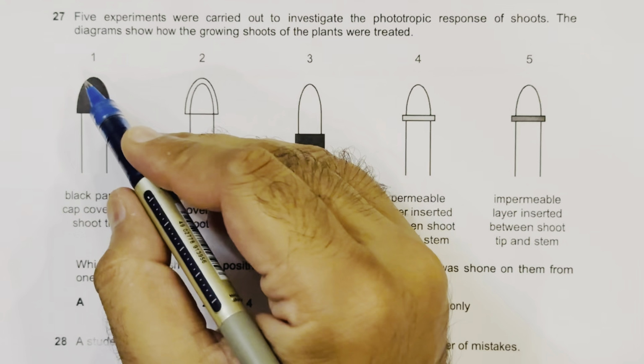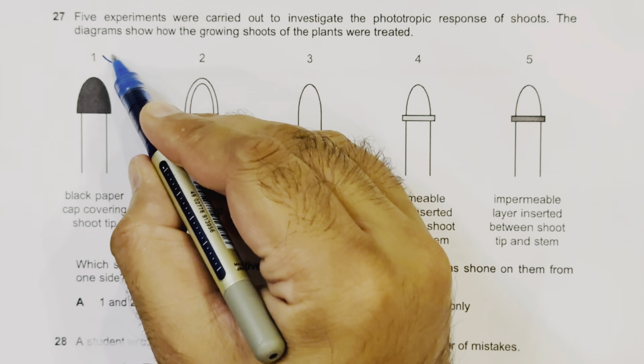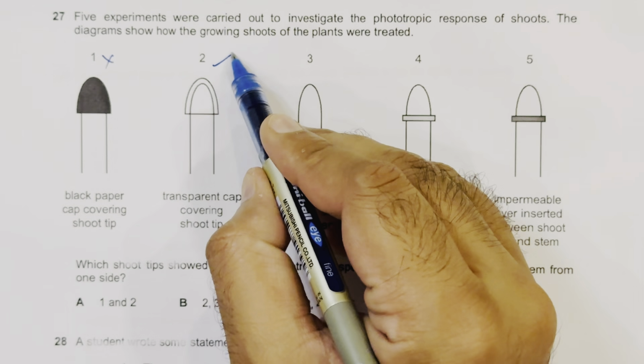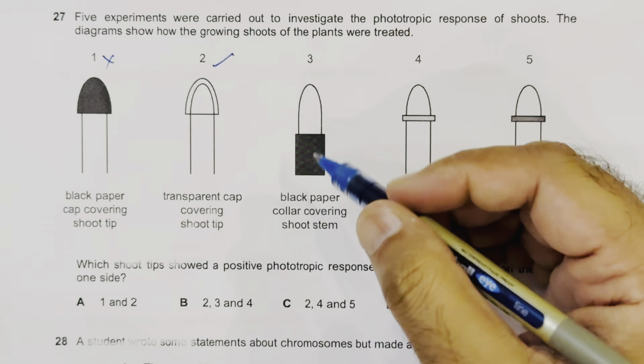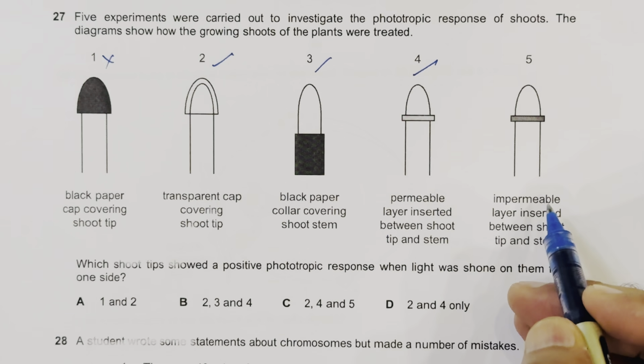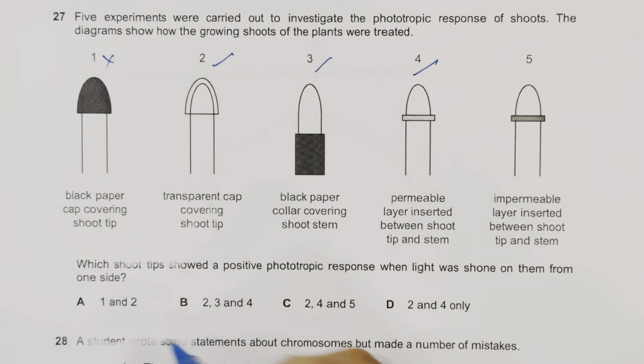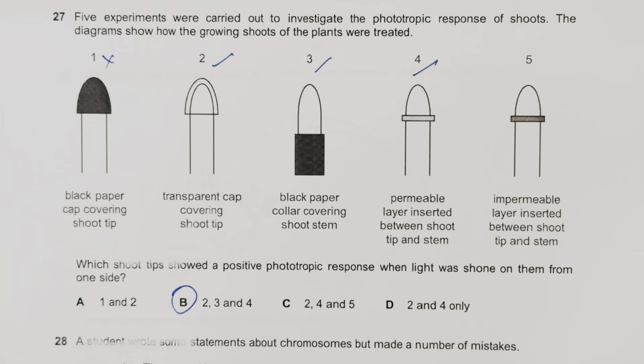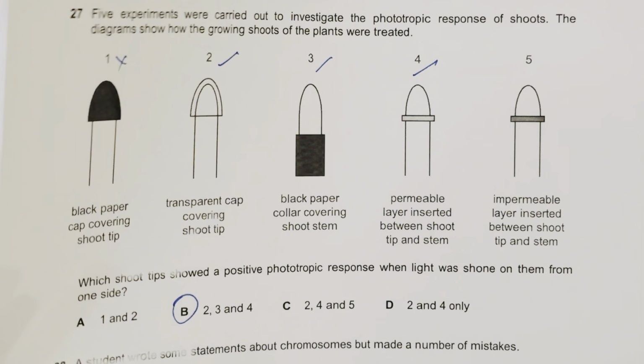So we know that it could not be one because it is covered. Option number 2 can be right, transparent cap and black. Option number 3 is also right, and option number 4, that is carrying permeable, is also right, but impermeable would not allow it. So options number 2, 3 and 4 are the right options. Moving to question number 28.